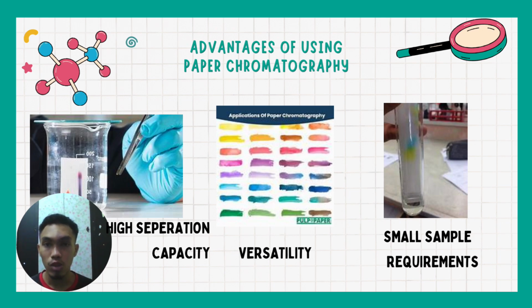Not only that, its versatility allows paper chromatography to be used to separate and analyze various compounds, including dyes, pigments, amino acids, sugar, drugs, and other organic and inorganic substances. It has applications in various fields, including pharmaceuticals, forensics, food science, and environmental analysis. And the last one, paper chromatography requires only small amounts of the sample for analysis. This is particularly useful when dealing with limited or precious samples, as it allows for minimal sample consumption while still obtaining valuable separation and identification information.